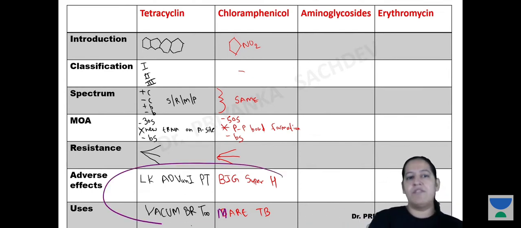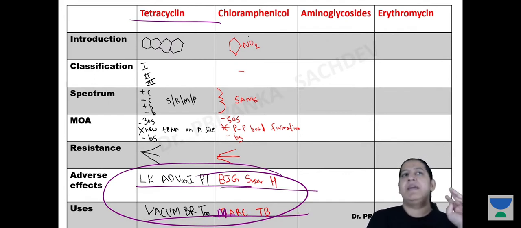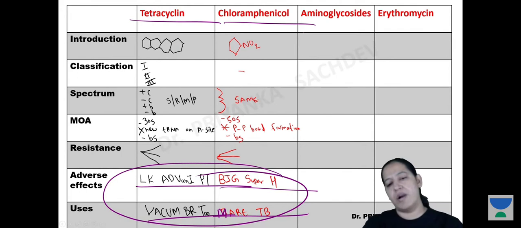So till now I have given you 4 mnemonics. LK Advani, PT teacher, vacuum the bedroom: these are the side effects and uses for tetracycline. Big Super Hyper and Mayor TB: these are the side effects and uses of chloramphenicol.